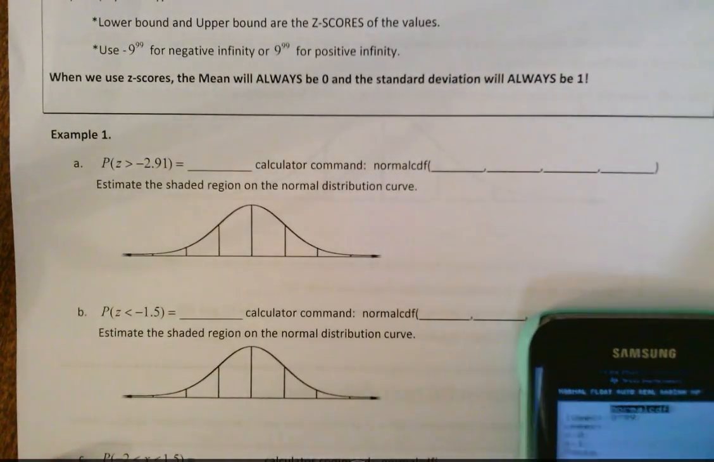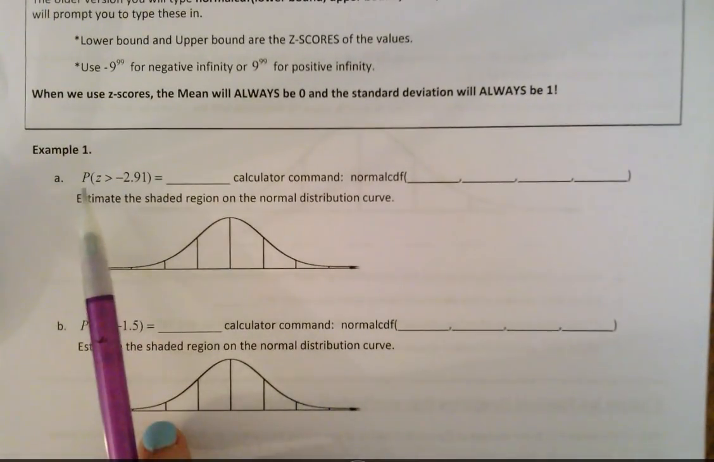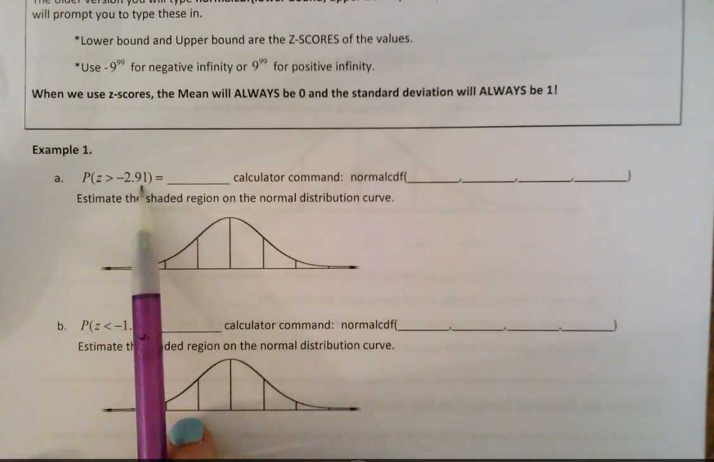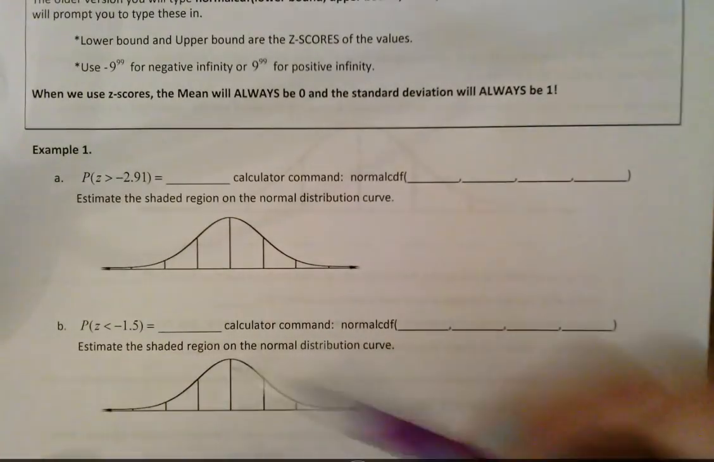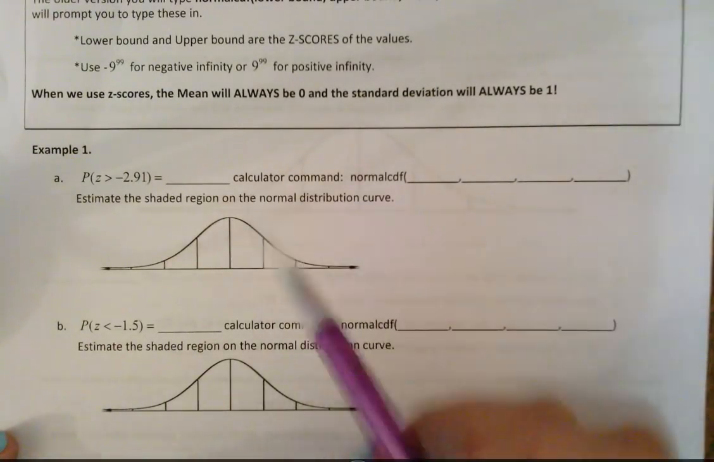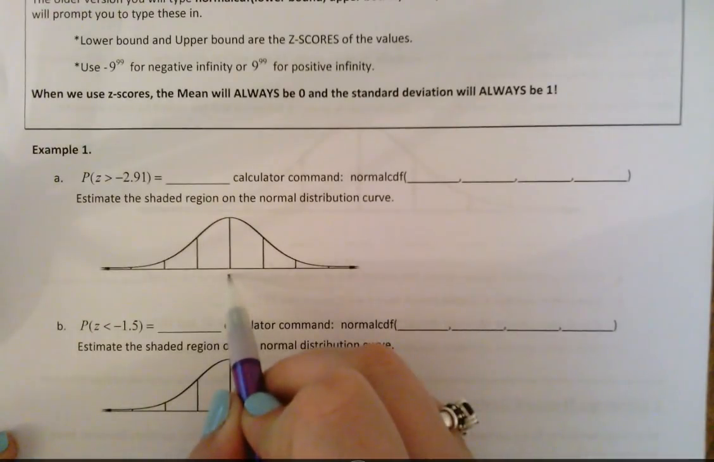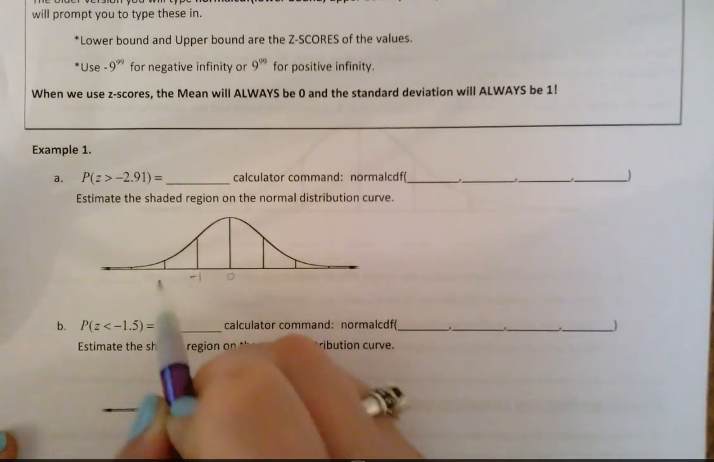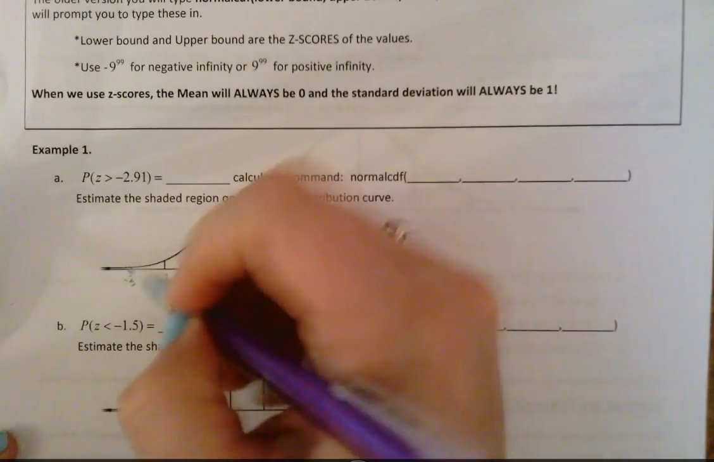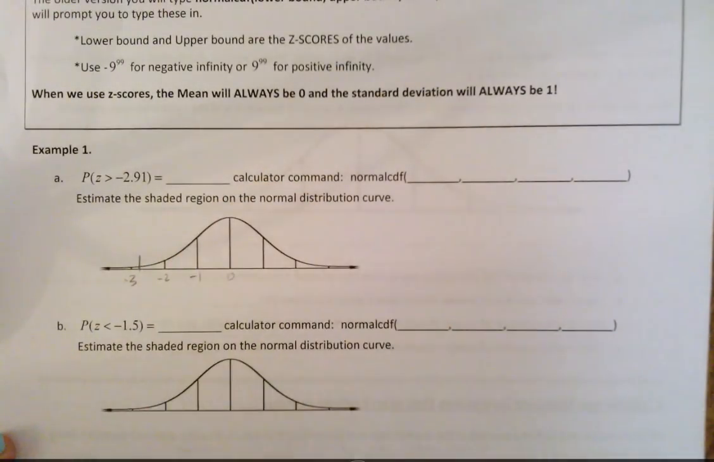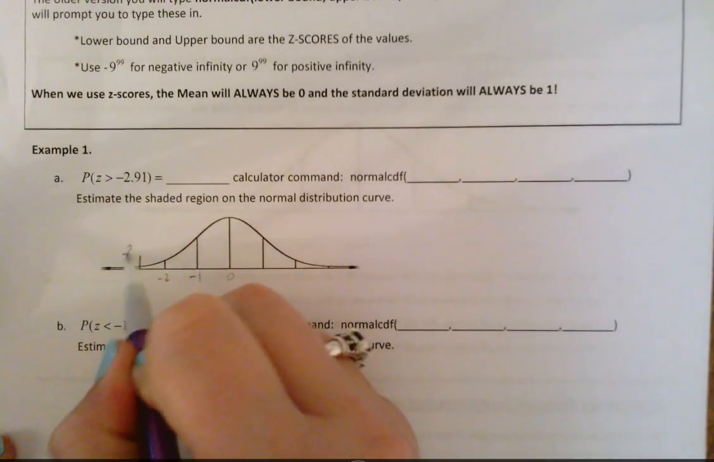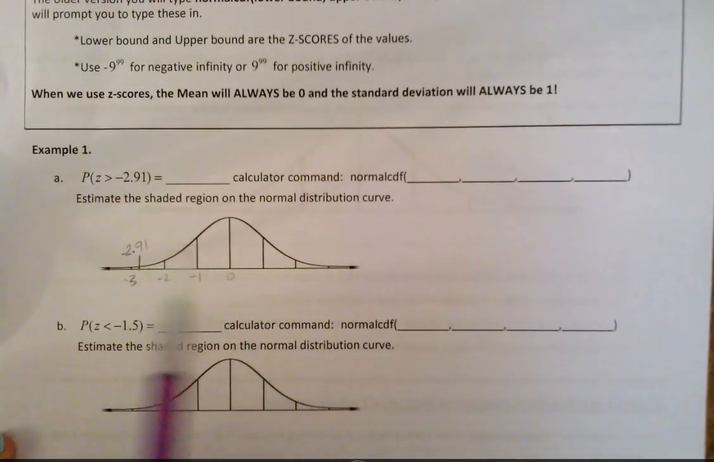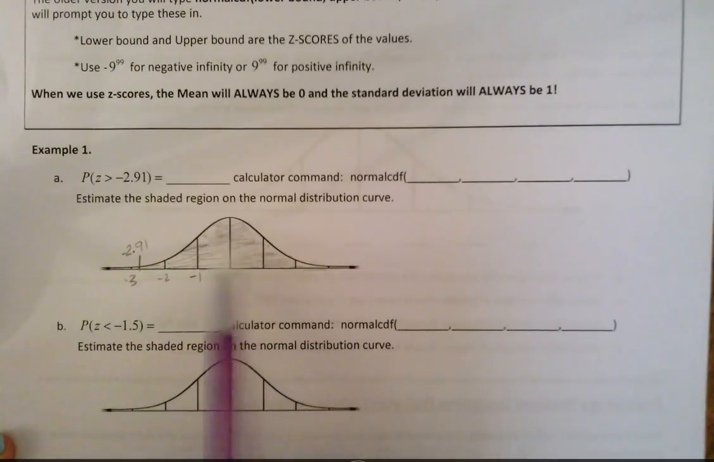All right, example 1. What is the probability of having a z-score that is greater than -2.91? On my curve, remember this z-score is 0, this is -1, -2, -3. So -2.91 is going to be about right here, and it wants to know greater than. So we are actually looking at all of this. We know my percentage is going to be really close to 100. Not exactly, but very close.